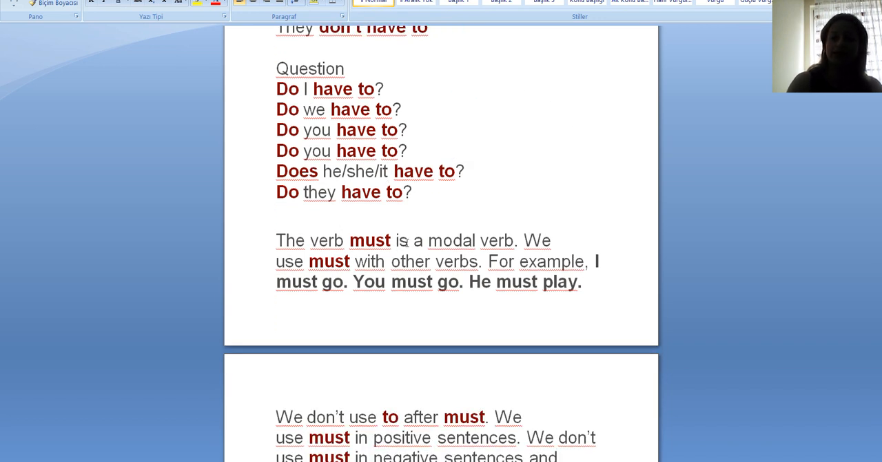The verb must is a modal verb. We use must with other verbs. For example, I must go. That's another verb. Did you see? These are modal verbs. You must go. He must play. Ben gitmek zorundayım. Sen gitmek zorundasın. O oynamak zorunda. He must play.